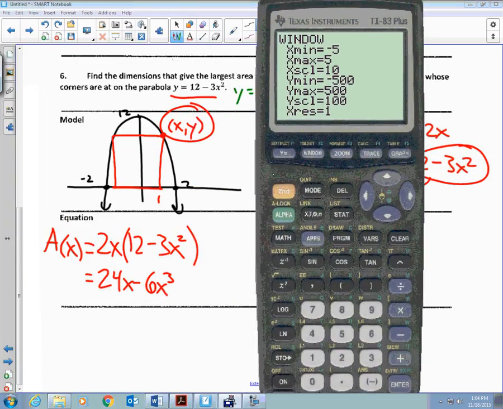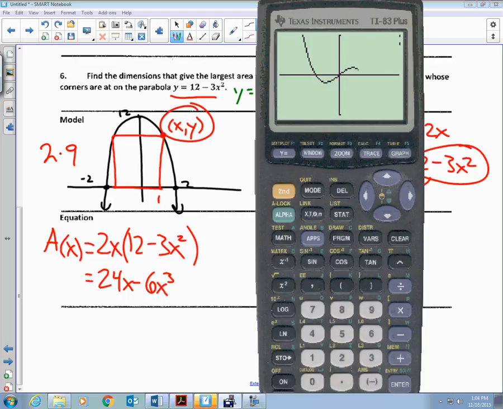So just think about it. If we went over 1, what would be the length of the base? 2. And if we plugged in 1 to get the height, we would get 9. So are we talking about values for the area that are in the tens, the hundreds, the thousands? The tens. So if I set my y minimum to say negative 100 and the y max to positive 100, I'm sure I'll probably see the entire graph. Let's try it and see. Do you see the entire graph? Do you see the maximum? How do we calculate it?